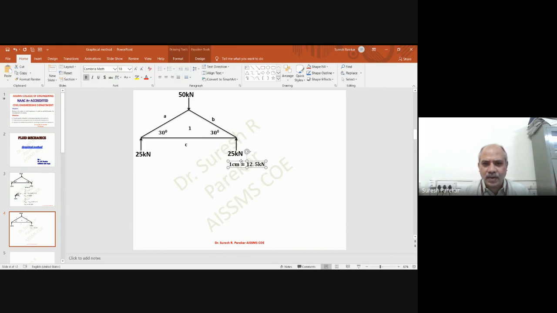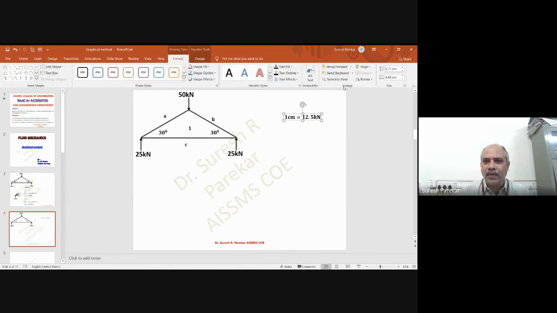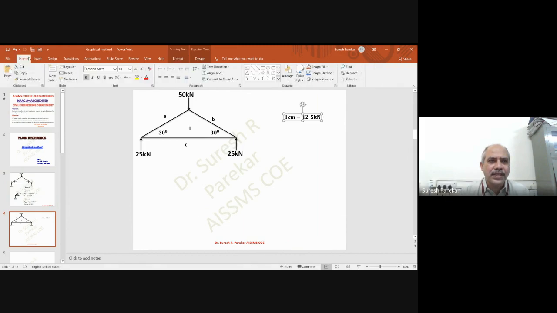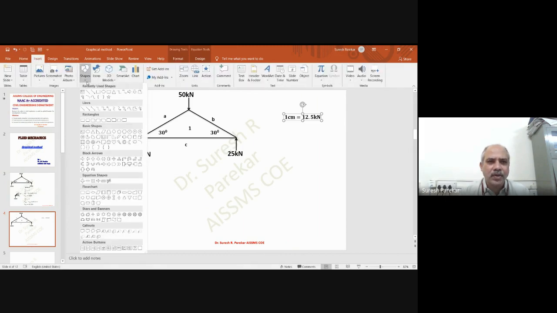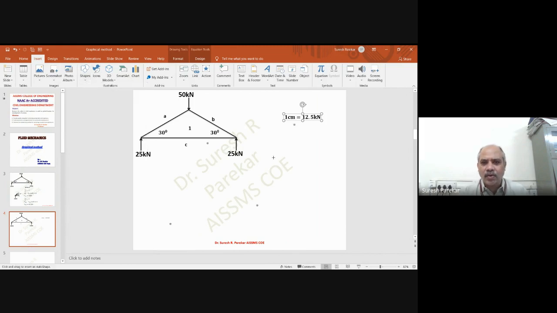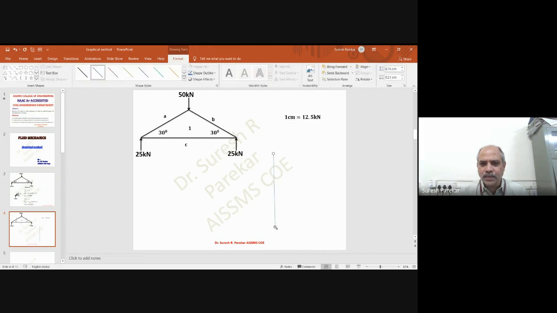Now I will first plot this AB, which is 50 kilonewton. So 50 divided by 12.5, I have to draw a line of 4 centimeters. I will plot a line of 4 centimeters, parallel to that force. We have this 50 kilonewton vertical, so I will go 4 centimeters vertical. So we have this as 4 centimeters.